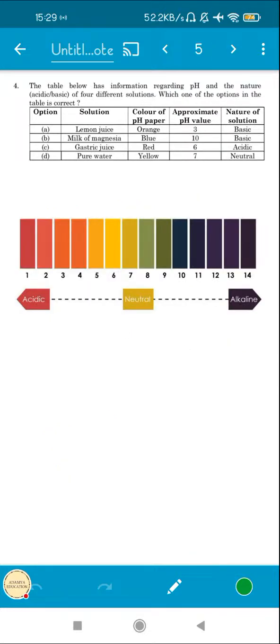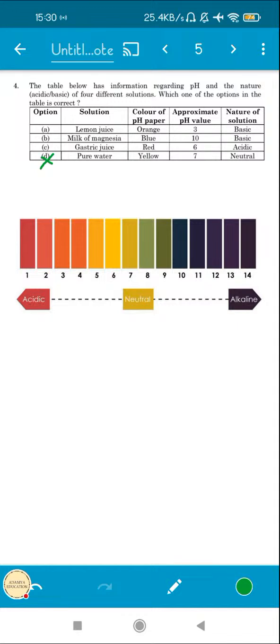Okay, this is a very interesting one and a little confusing too. The table below has information regarding pH and the nature, that is acidic or basic nature, of 4 different solutions. Which of the following options is correct? So first of all, let's rule out one incorrect option. That is, pure water will show the pH color as yellow, which is wrong. We know water is a neutral solution. So for a neutral solution, the pH paper will show a greenish color, as you can see in the picture too, which I have added. So D option is not correct.